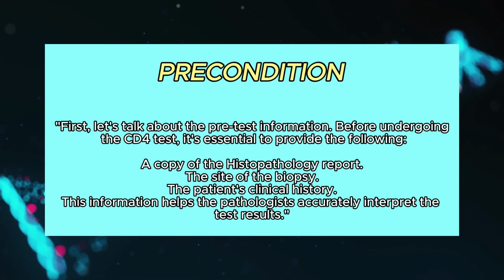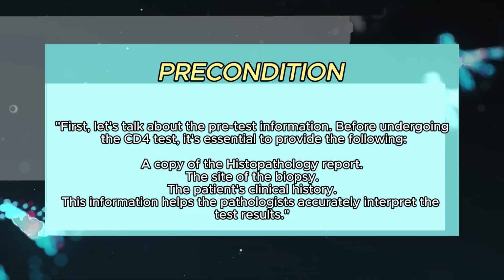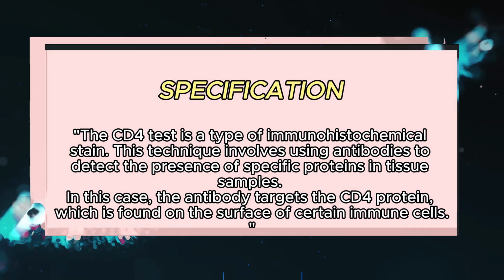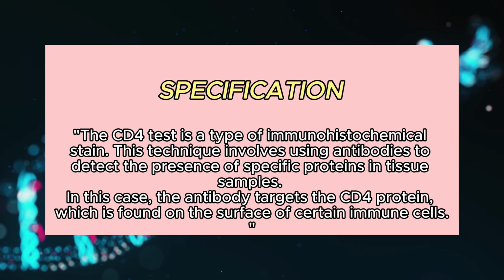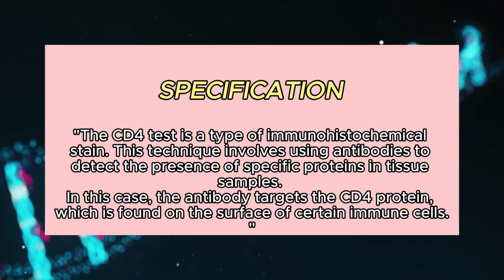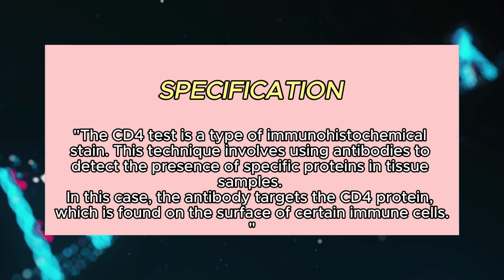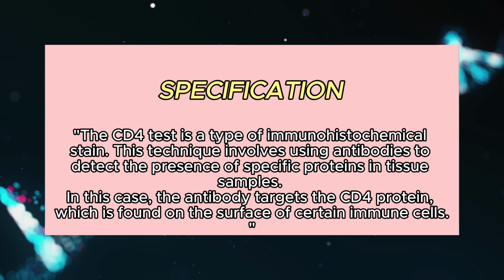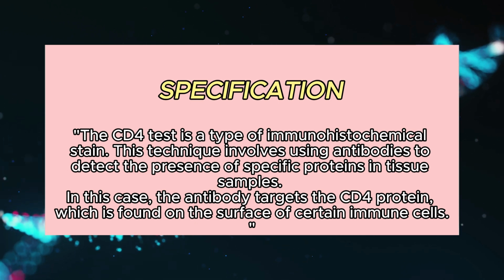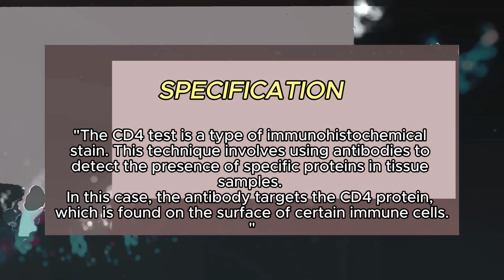Specification of the test. The CD4 test is a type of immunohistochemical stain. This technique involves using antibodies to detect the presence of specific proteins in tissue samples. In this case, the antibody targets the CD4 protein, which is found on the surface of certain immune cells.